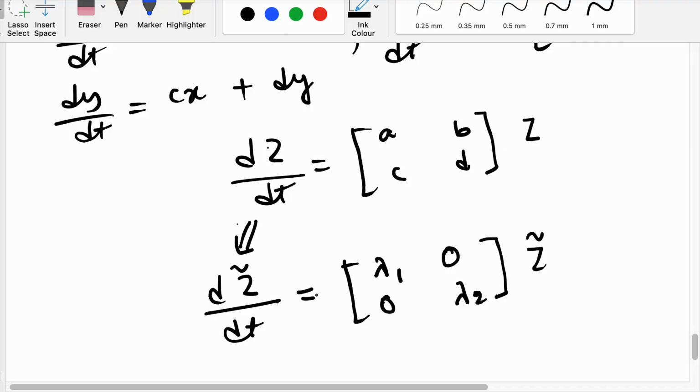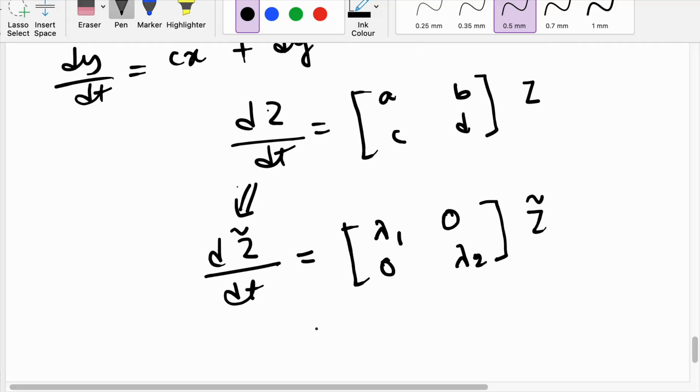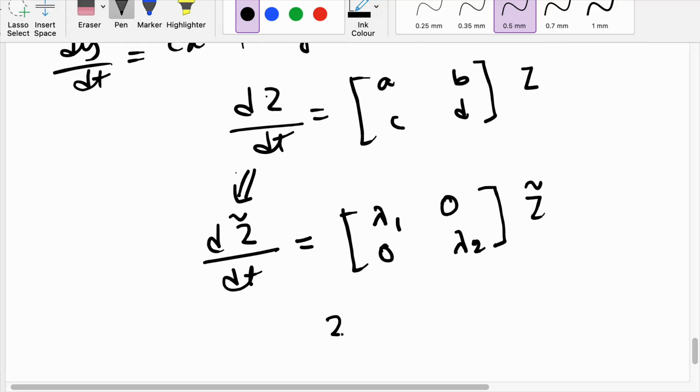I understood this, but then what is the relation between z and z tilde? Exactly, z and z tilde will be simple. You can always write z tilde as some matrix times z. Okay, let me write that.